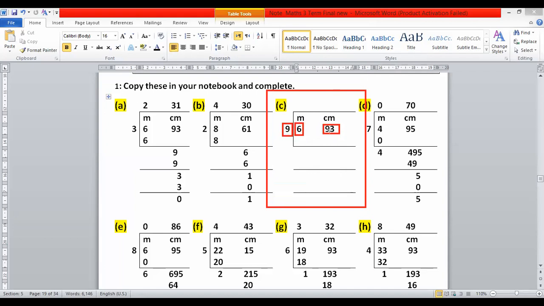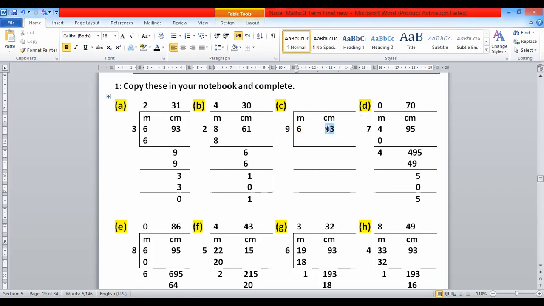In your book 21 centimeter is given, so you can write any number. I am replacing 93 by 21. Here, according to your book, 21 is given. So I am going to read this question again: 6 meter 21 centimeter divided by 9.